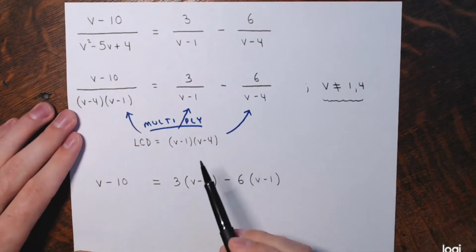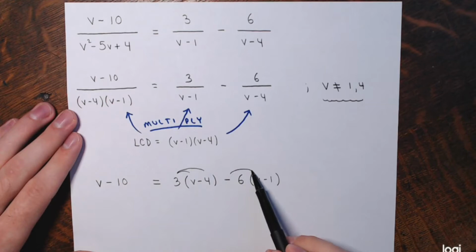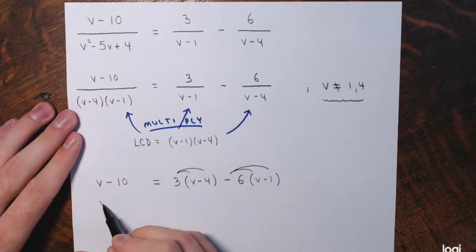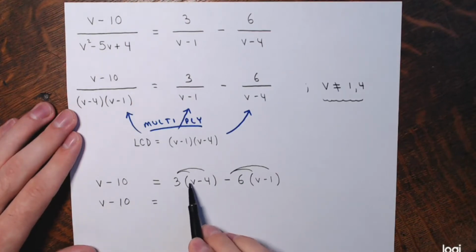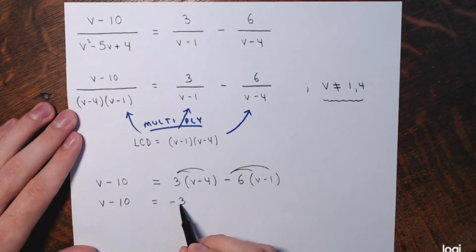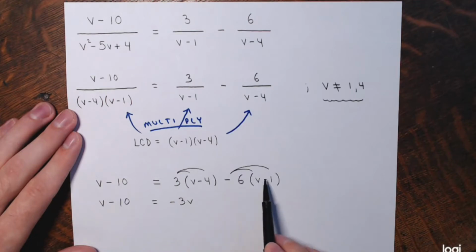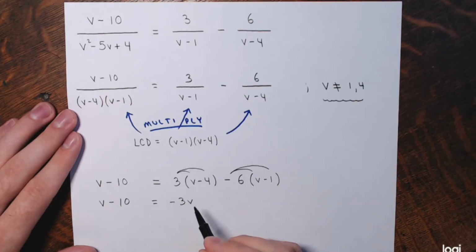Alright, so let's simplify this right side here. Distribute the 3, distribute the negative 6, not just 6. So I've got v minus 10 on the left, and then 3v minus 6v would be negative 3v. Then you have negative 12 plus 6. Right, negative 12 plus 6 would be negative 6.